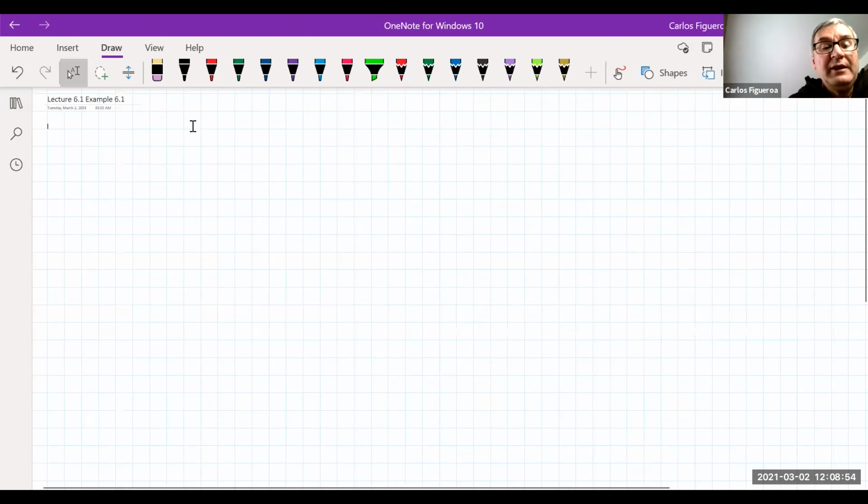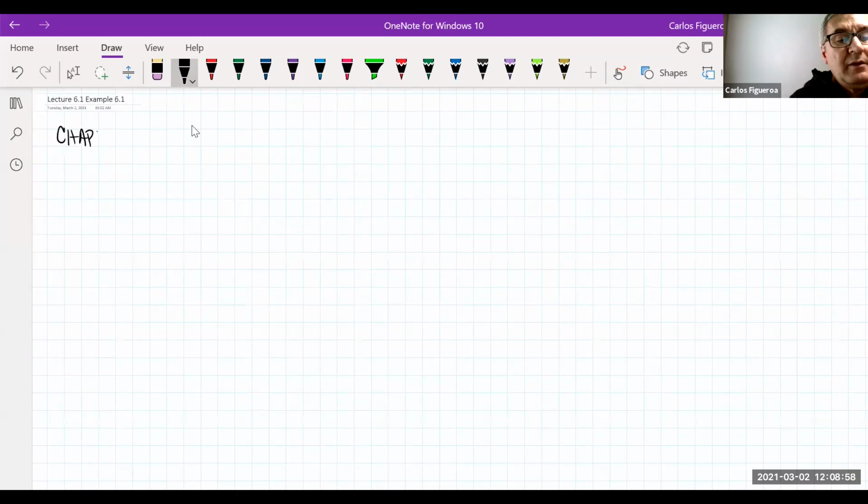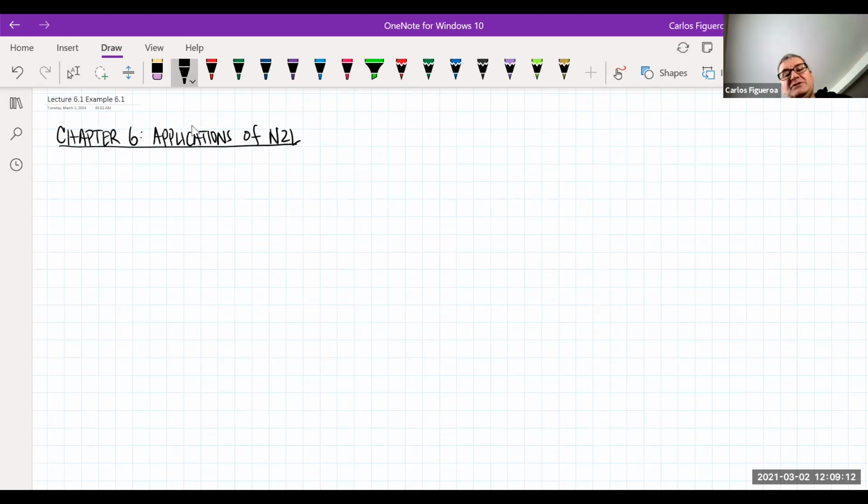We are now in Chapter 6, Applications of N2L. Maybe I shouldn't say N2L. It's primarily N2L. You do have Newton's third law. You do have Newton's first law. So there's a lot there, okay?